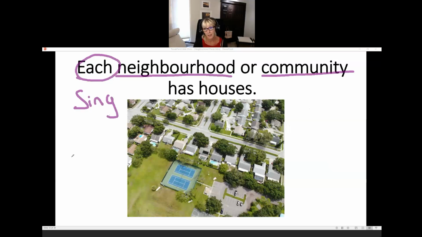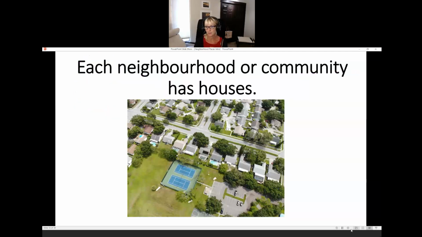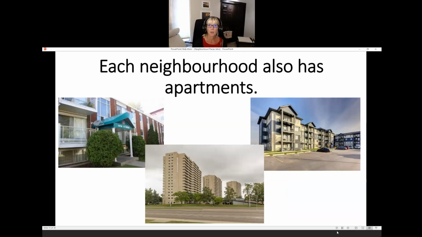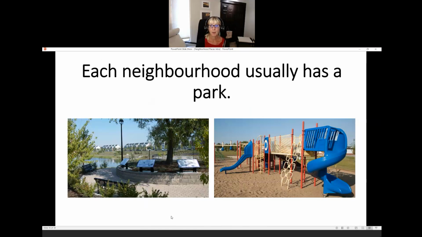The word every is also singular. So I need has, it has, right? Each neighborhood has houses. Each neighborhood or community has houses. Each neighborhood also has apartments. Each neighborhood usually has a park.